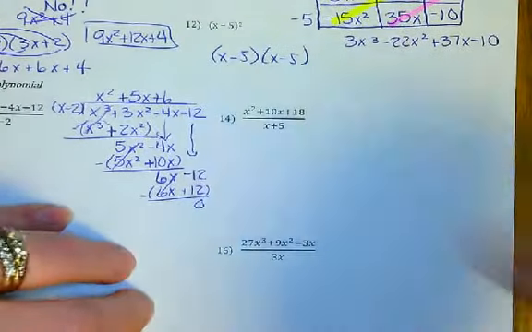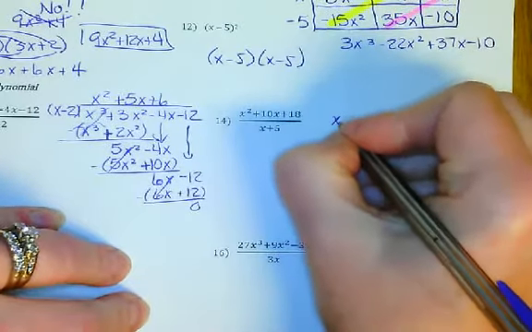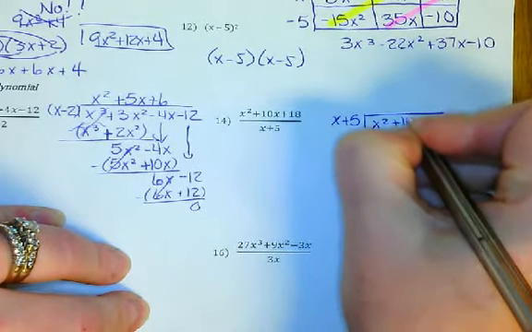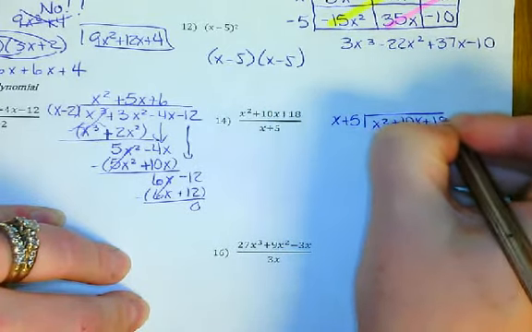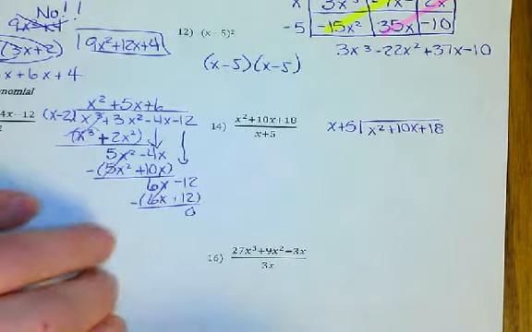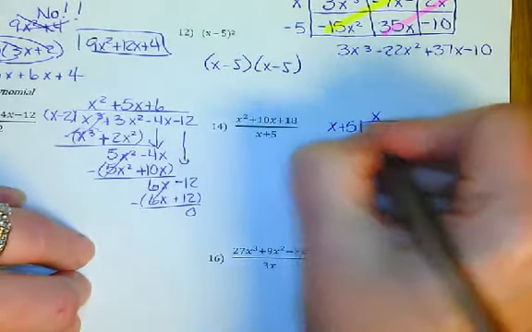All right, I think I'll do number 14 with you too, because these are a little bit trickier. So on this one, you've got x plus 5 on the outside, x squared plus 10x plus 18 on the inside. All right, so again, what can you multiply x by to get x squared? You can multiply it by x.